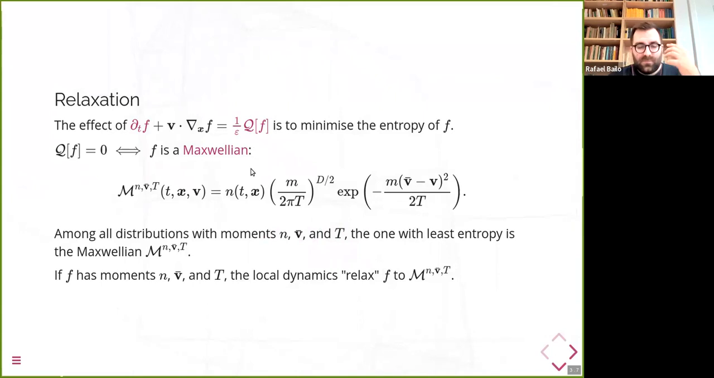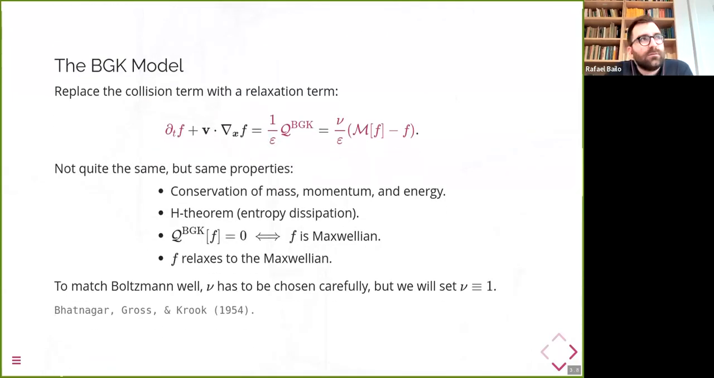And of course, that's roughly what the dynamics are doing. What this dtF equals Q of F is doing is taking F and relaxing it towards the Maxwellian distribution. So it's preserving the moments, but dissipating the entropy. Now, this dissipation gives people an idea, which is, in fact, you can define a reduced model, this BGK model, where you replace the collision term with a relaxation term. You make this relaxation to the Maxwellian explicit, because at the end of the day, F goes to the Maxwellian. So you might as well say, okay, F goes to the Maxwellian.